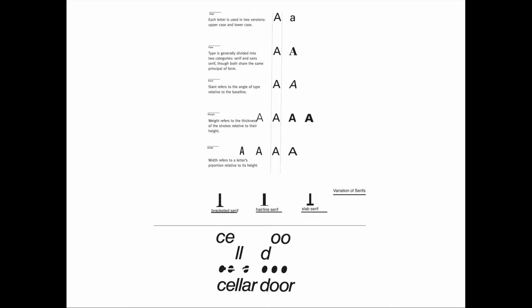Now if we look at the bottom, we can see the different types of serifs. On the left side, we have a bracketed serif. A bracketed serif has a definitive fillet. A hairline has a blunt edge and a very thin line. A slab serif has a serif that is equal to the size of the stroke.